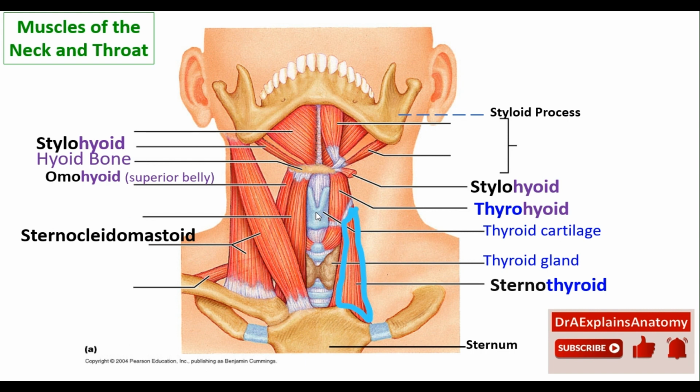Moving to the omohyoid muscle. The omohyoid muscle has two bellies. This is the superior belly of the omohyoid, and this is the posterior belly of the omohyoid.